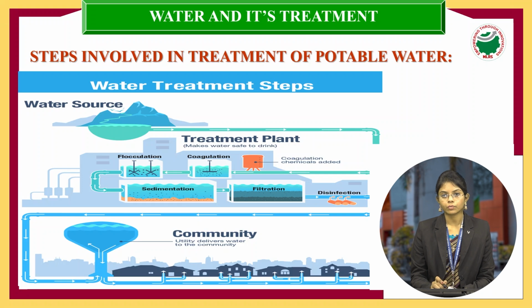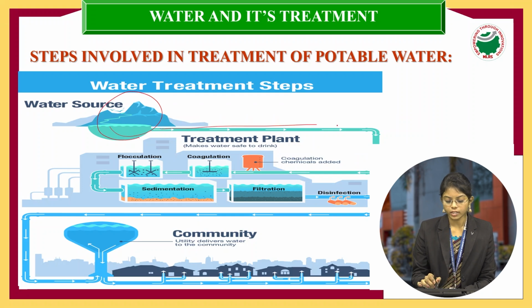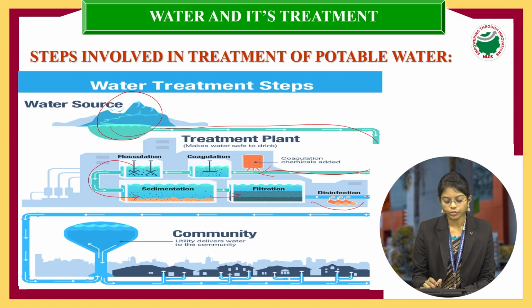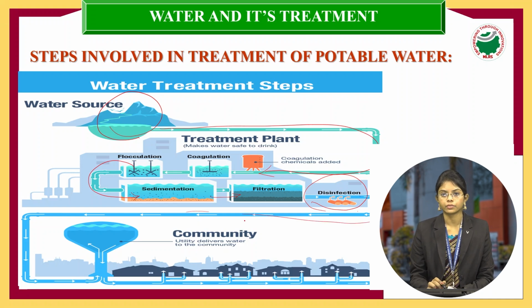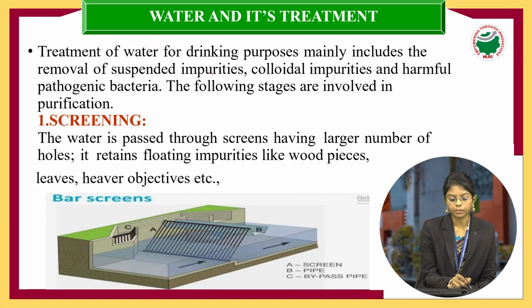First, we take our water from any source, and then the water is moved to coagulation and flocculation. Next is sedimentation, then filtration, and finally disinfection. When the water is purified under disinfection, it is sent to the community for use. Treatment of water for drinking purposes mainly includes the removal of suspended impurities.